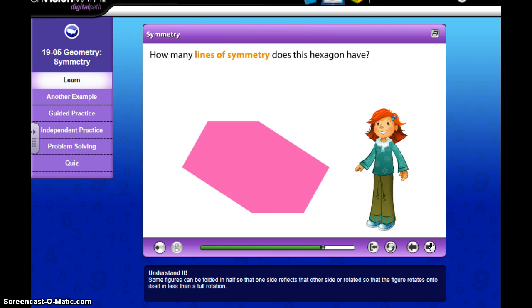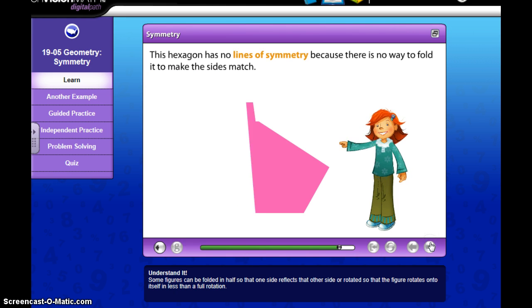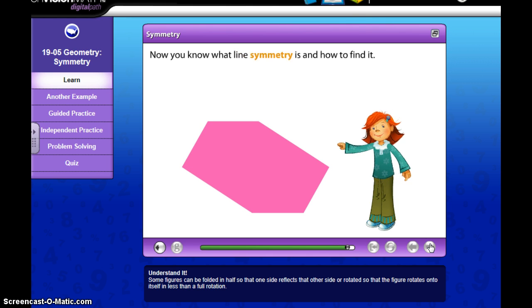How about this hexagon? Will? 2. 3. Anybody say something different? 4. 0. Well, I will tell you, one of you is correct. None. It has no lines of symmetry. Now look at this. Because if you fold it over, it's not going to be the same on both sides. No way to make the sides match.